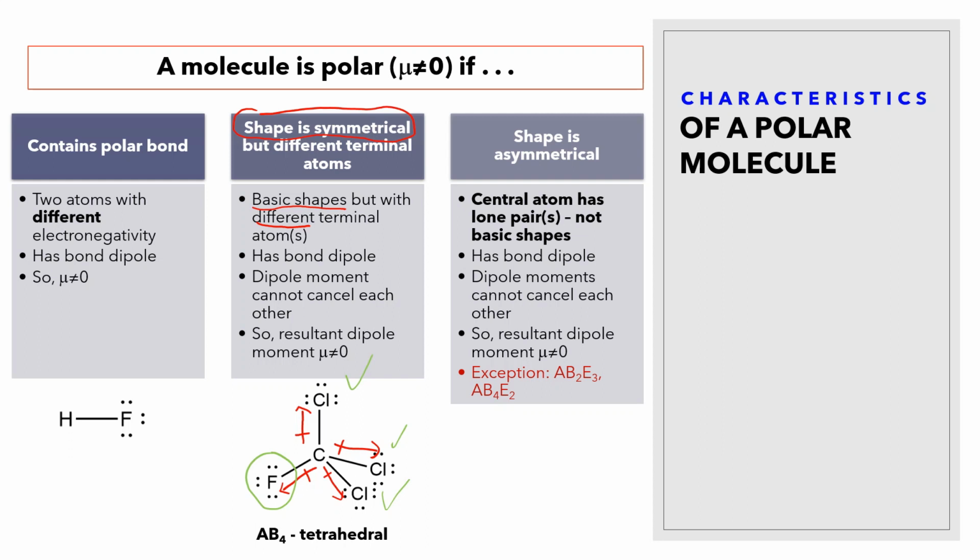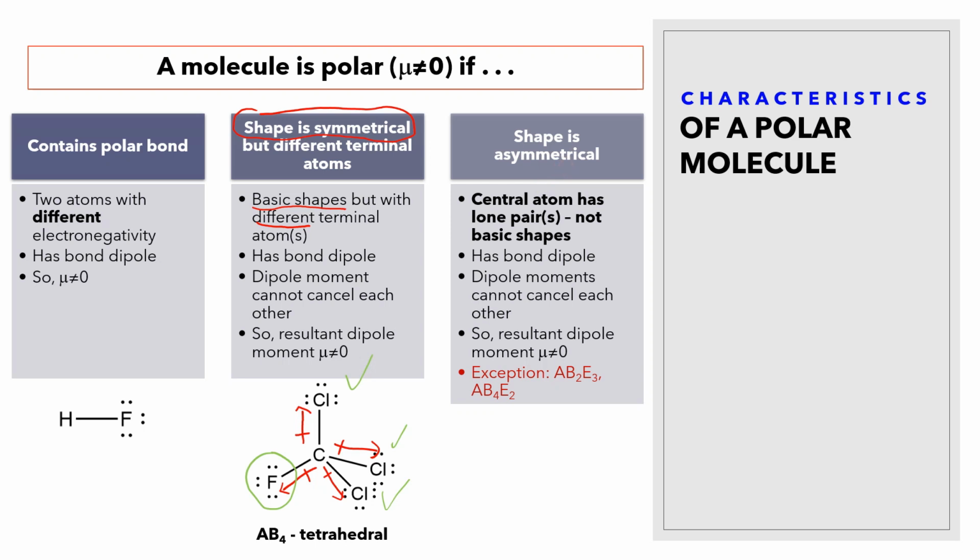Yang ketiga adalah shape symmetrical, asymmetrical. Asymmetrical shape refers to a central atom that has lone pairs. Okay, so kalau central atom has lone pairs ni, mereka bukanlah basic shapes. Okay, tetapi shapes yang kita ubah daripada basic shapes. Okay, seperti mana yang awak dah buat dalam molecular geometry sebelum ini. Alright, so for central atom that has lone pairs, maka kita panggil sebagai asymmetrical shape.